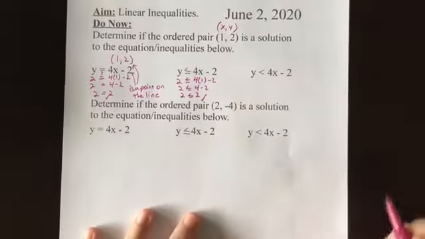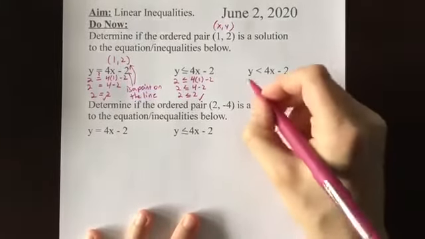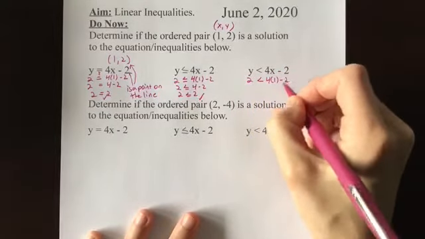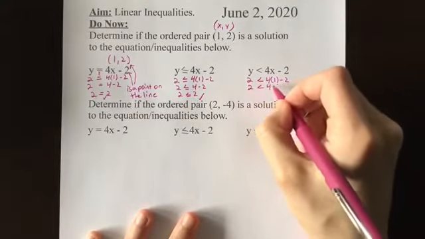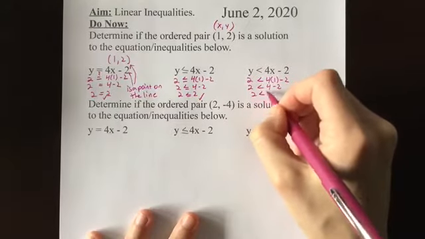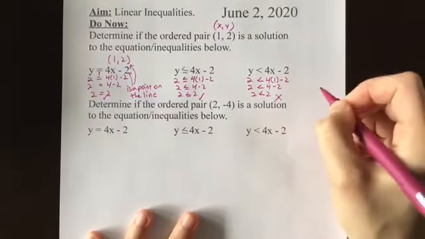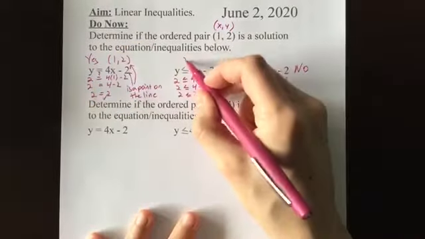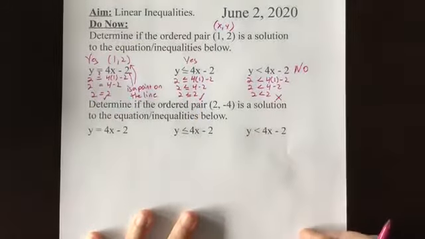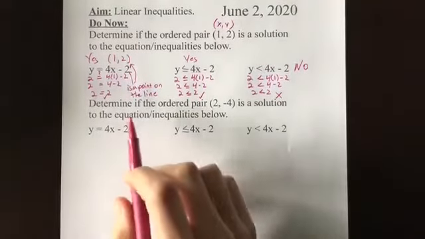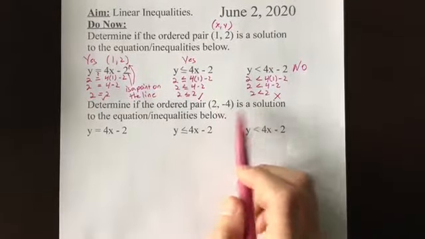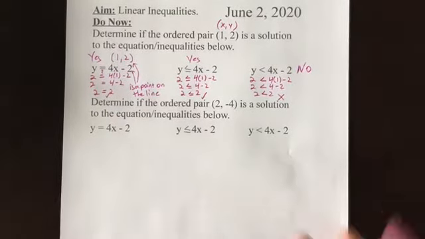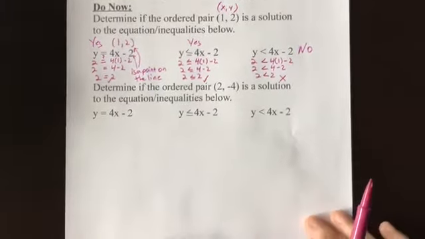Now let's look at y is less than 4x minus 2. 2 is less than 4 times 1 minus 2. 2 is less than 4 minus 2. 2 is less than 2. No. So it is not a solution. So we've got a yes and a no. Okay. So determine if the ordered pair 2, negative 4 is a solution to the equation or inequalities below. Okay, so different point now.